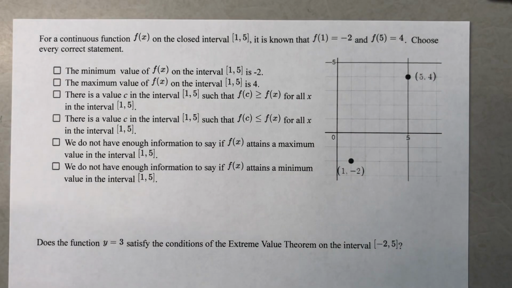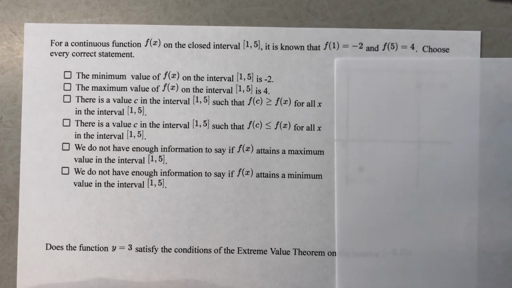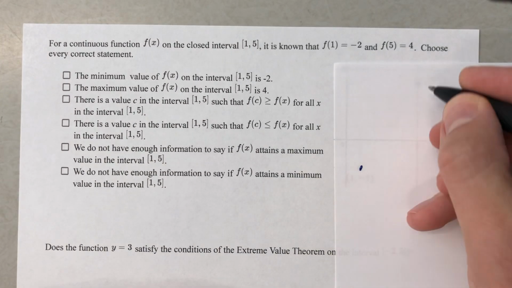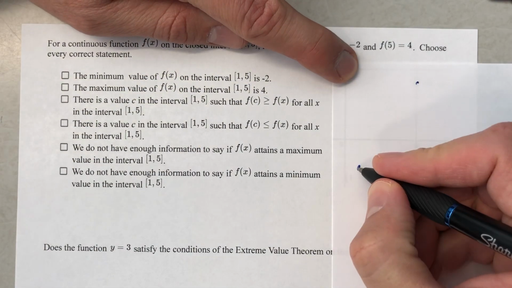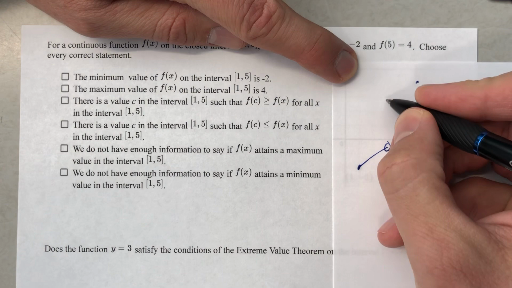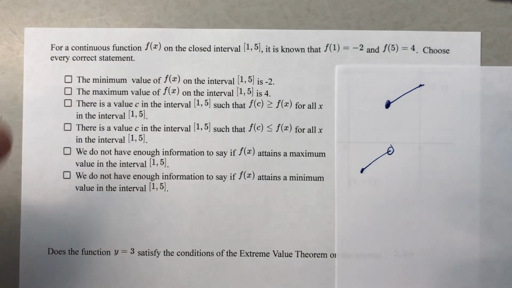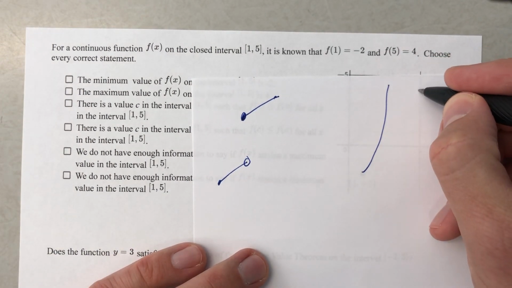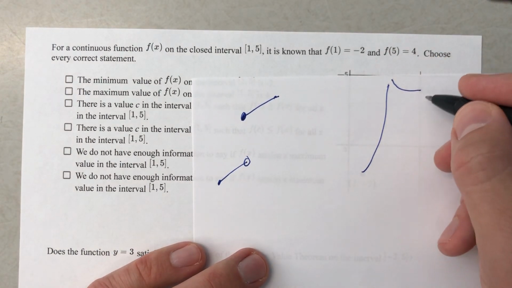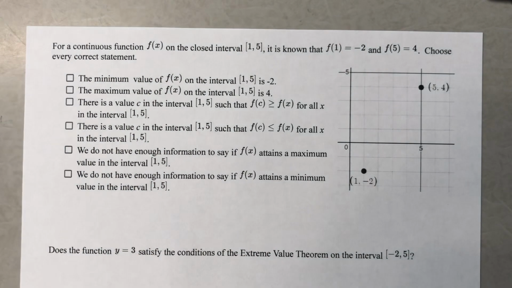I do not know what this function looks like. I just know that it's continuous. So this is what the function does not look like. There's a point, there's a point. You can kind of see it bleeding through the paper just a little bit. I know that I don't have this situation going on because the function is continuous. I also know that I don't have this situation going on with an asymptote or an asymptote that goes the other way. I have a continuous function.